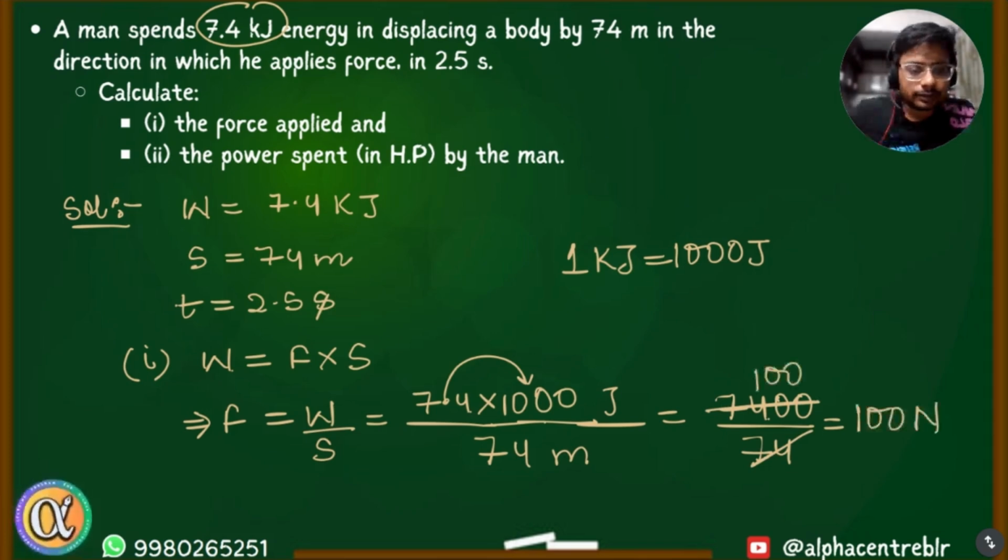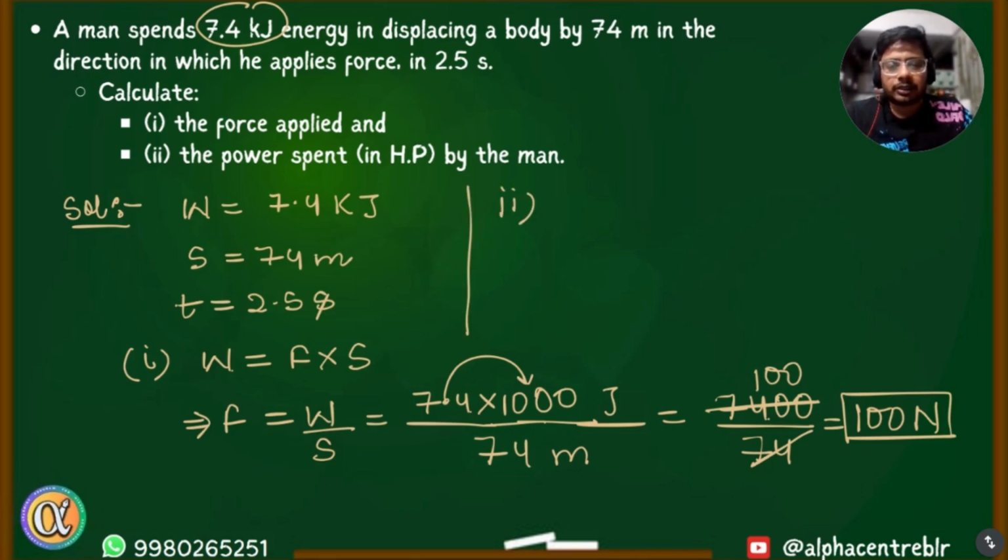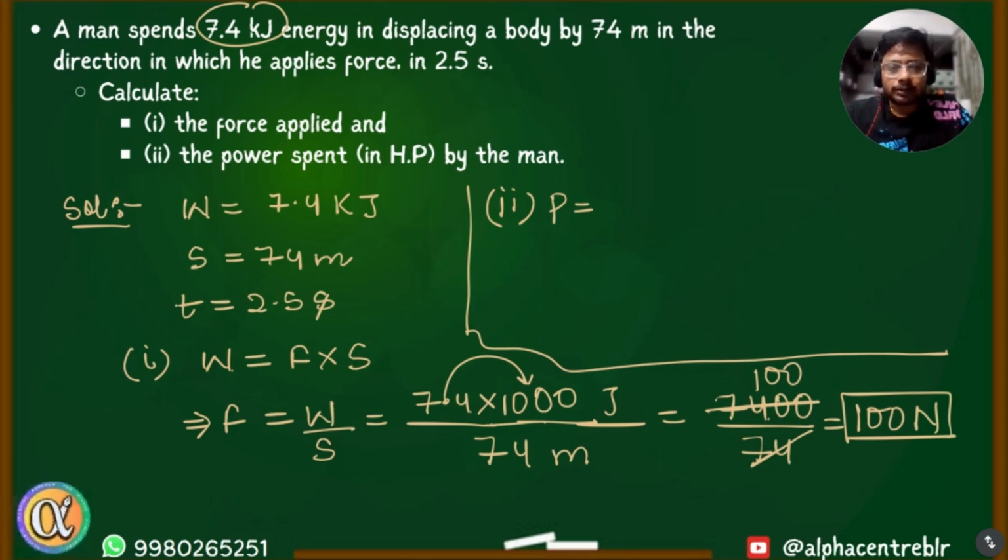So 100 Newton. So that is the first part. The second part of the question is asking us to find power. Power is also asked in horsepower. Not a problem, just find it in watt. The work done is 7,400 joules.